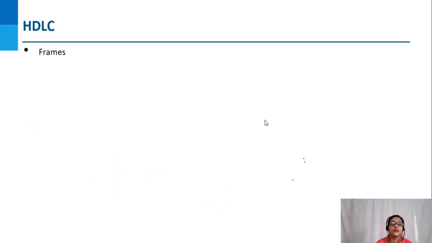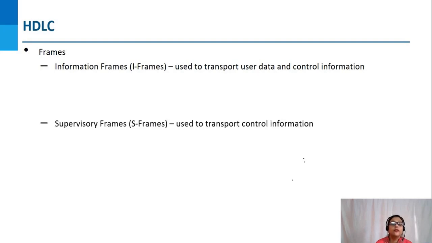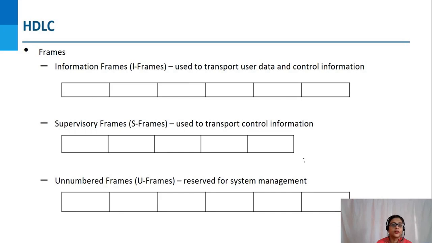What are the frames of HDLC? The frames are information frames or I frames, which are used to transport user data and control information. Then we have the supervisory frames or S frames. They are used to transport control information. And the unnumbered frames or U frames are reserved for system management.